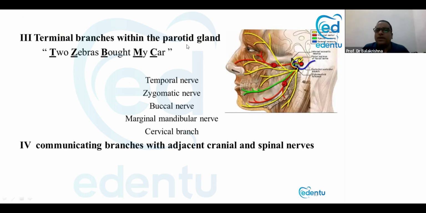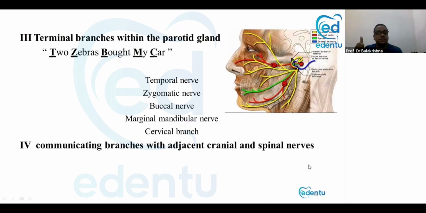Terminal branches on the face. 2 zebras bought my car. This is the mnemonic: 2 zebras bought my car. So 2 is temporal. Zebra is zygomatic. Bought is buccal. My is marginal mandibular. Car is cervical. And then communicating branches with adjacent cranial and spinal nerves.